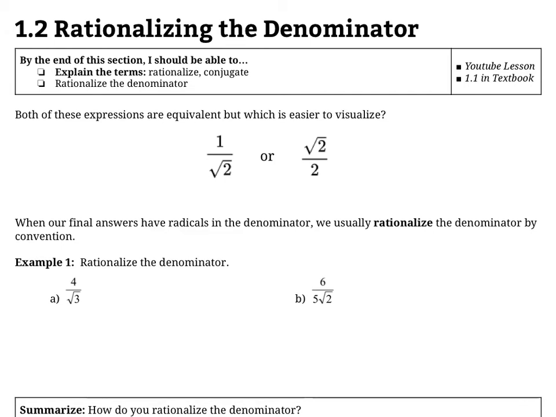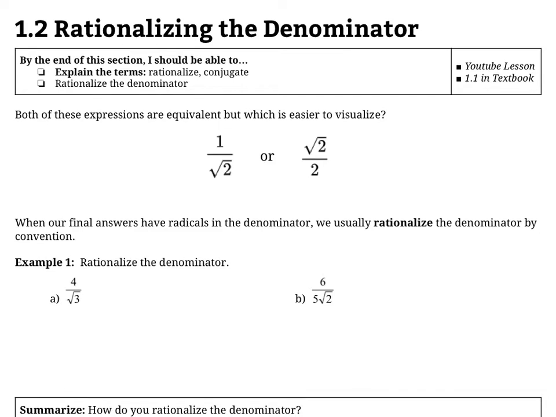So I have two expressions here, 1 over root 2 and root 2 over 2. They're both equivalent expressions, so if you did them on your calculators, they would both come out to about 0.71. But my question for you is, which one's simpler? If we could have either one of them, which one would be better?